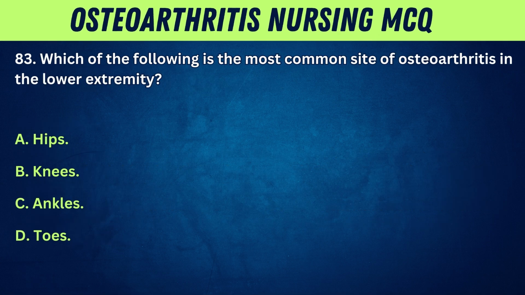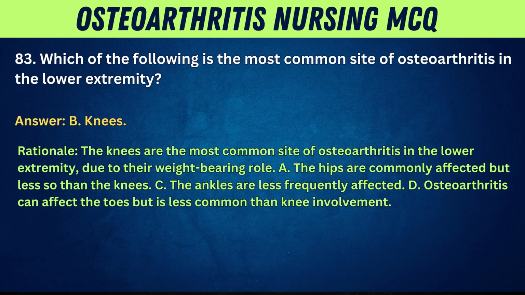83. Which of the following is the most common site of osteoarthritis in the lower extremity? A. Hips. B. Knees. C. Ankles. D. Toes. Answer: B. Knees. Rationale: the knees are the most common site of osteoarthritis in the lower extremity due to their weight-bearing role.